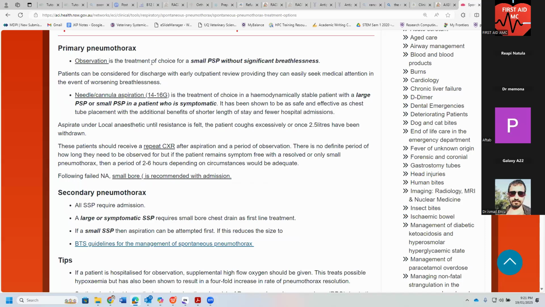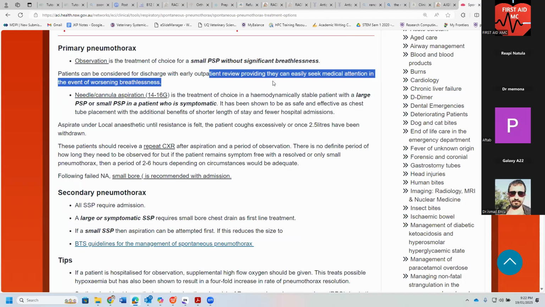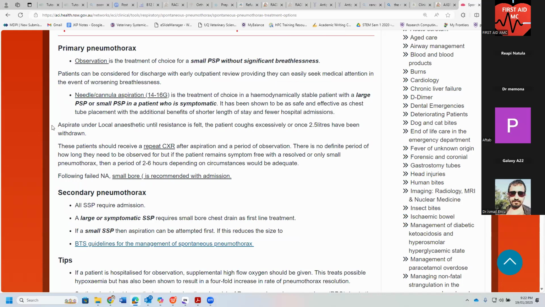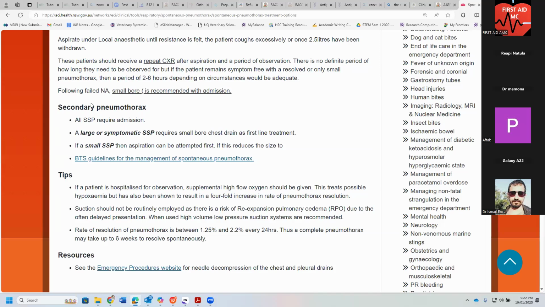Observation is the treatment choice for small pneumothorax without significant breathlessness. Patients can be considered for discharge with early outpatient review, provided they can seek emergency care in case of worsening breathlessness. If you think this is symptomatic, even though it's small, then please go ahead with needle aspiration. But if it is large, or the patient is requiring oxygen, you need to immediately do a needle aspiration. Secondary pneumothorax, no matter the size, requires admission and needle aspiration.